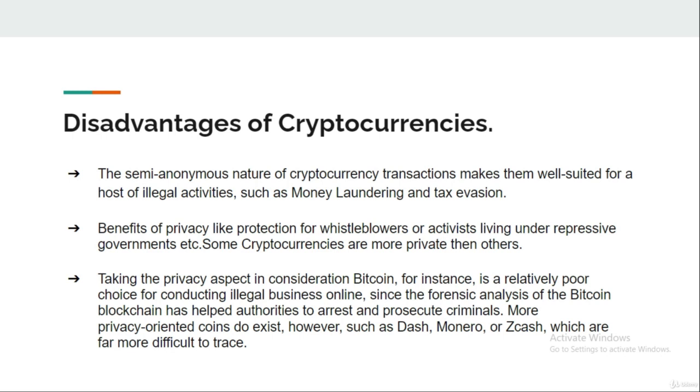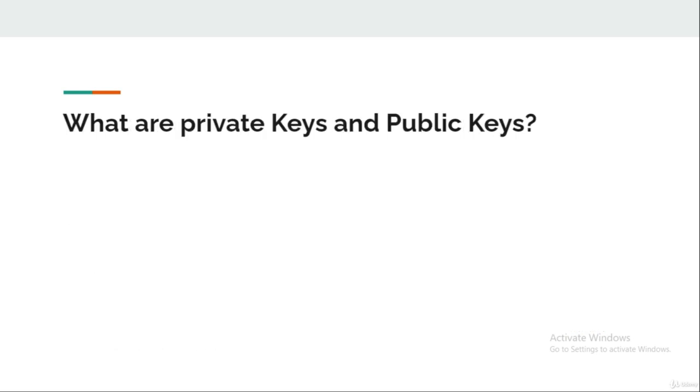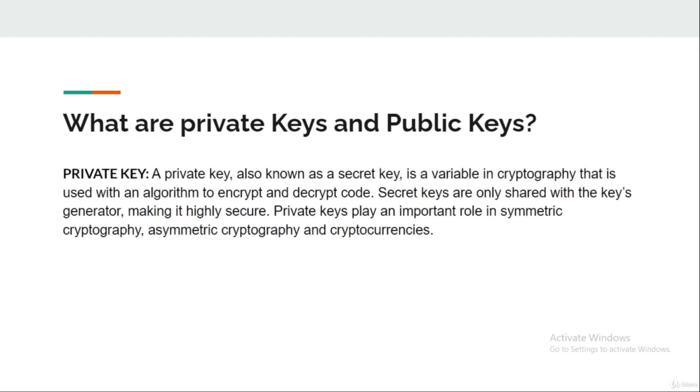Let's now get some details about the private keys and public keys in the case of cryptocurrencies. So what are private keys and what are public keys? Let's understand what a private key is. A private key, also known as a secret key, is a variable in cryptocurrencies that is used with an algorithm to encrypt and decrypt code. See, cryptocurrencies are nothing but blocks of code which are protected by several encryption codes, right? So keys are only shared with the key's generator, making it highly secured.